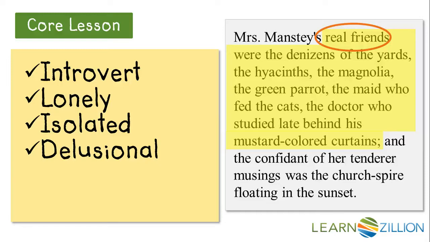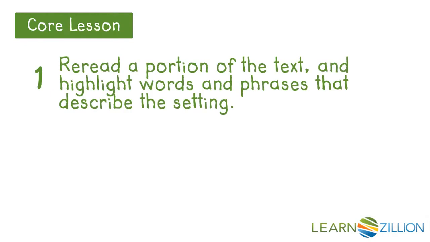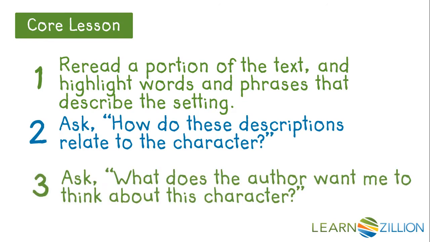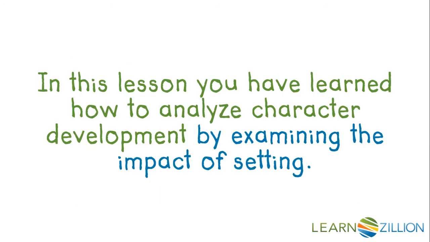Recognizing this character quality now is crucial for understanding the plot and theme of the text. That is why examining the setting in great detail at the beginning is so important. So when we are trying to figure out how an author uses the description to develop a character, we can follow these 3 steps. First, we will reread a portion of the text and highlight words and phrases that describe the setting. Then we will ask, how do these descriptions relate to the character? And finally, we will ask, what does the author want me to think about this character? In this lesson, you have learned how to analyze character development by examining the impact of setting.